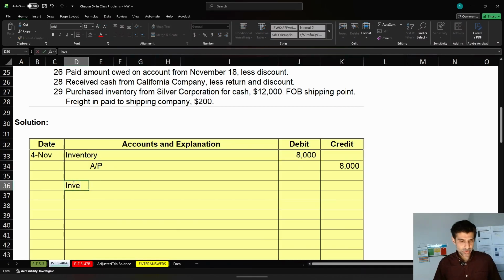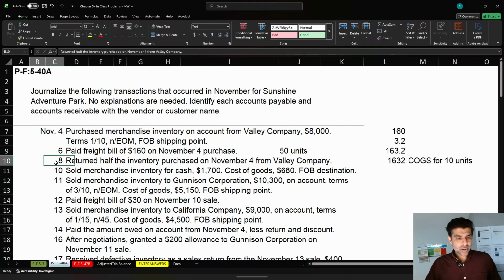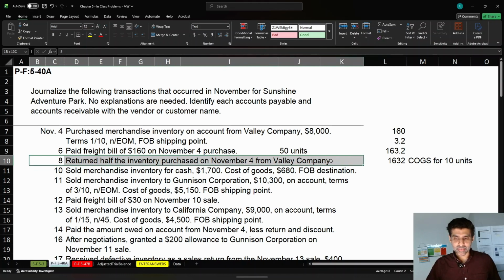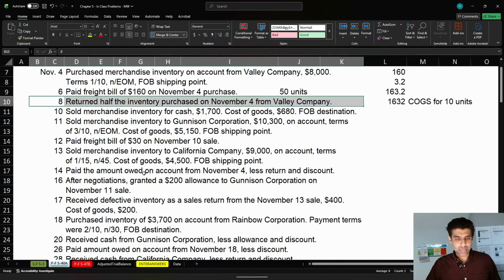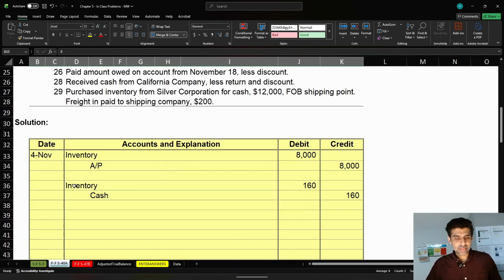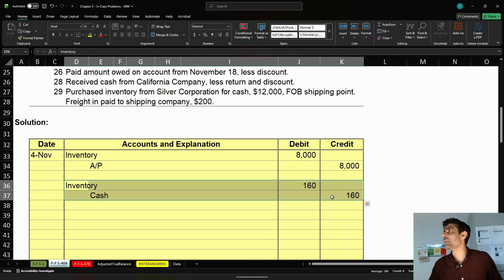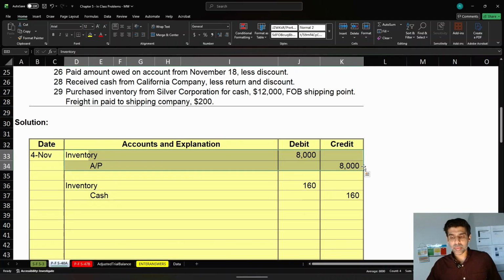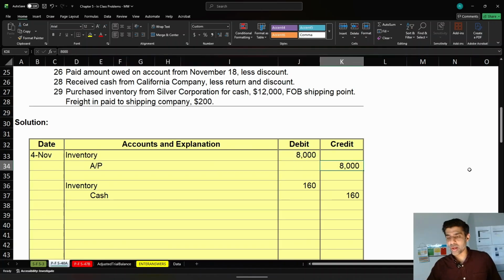So it's going to be inventory, and it said paid for, so we're going to assume it's cash. We returned half the inventory purchased. This shipping cost is kind of a sunk cost. We're not going to undo half of that, because it doesn't say we're paying for return shipping or anything. We're just basically not going to owe $8,000 anymore.